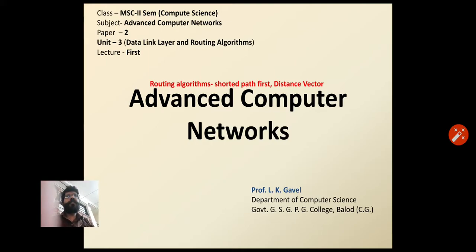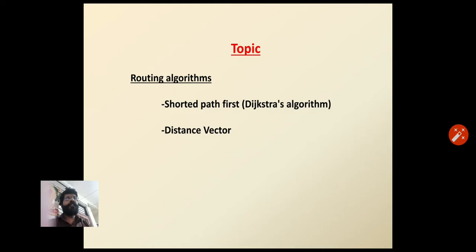This lecture is prepared for class MSc second semester Computer Science, subject Advanced Computer Networks, paper second, unit third, data link layer and routing algorithms. This is the first lecture. In this lecture, we have covered shortest path, first Dijkstra's algorithm and second distance vector routing algorithm.